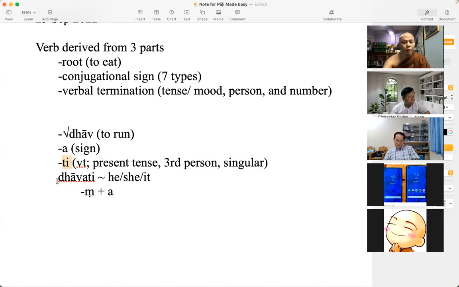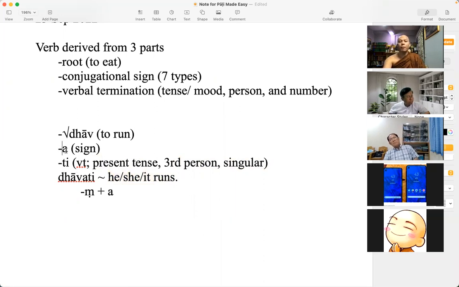And then the meaning of root dawa. Root dawa is to run. But joining the verbal termination and the conjugation sign, at that time we already know that this form means runs: he runs, she runs, or it runs. So the meaning of root dawa is to run, and the verbal termination denotes present tense, third person, and singular. That is why he or she or it runs. The meaning we already know.